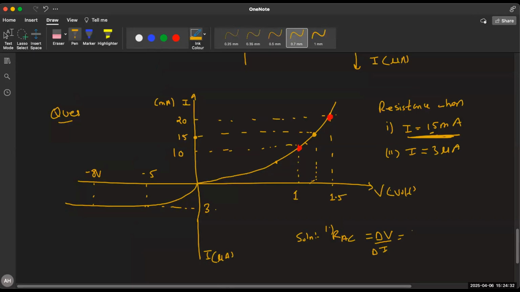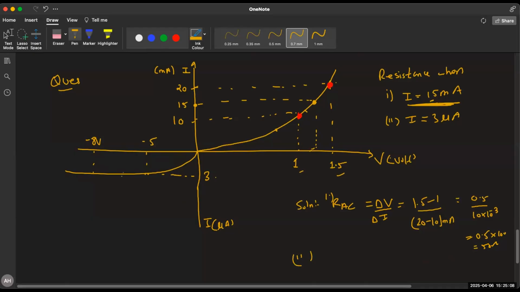So your change in voltage is final voltage minus initial voltage, which is 1.5 minus 1. Your change in current is final current minus initial current, 20 minus 10 milliampere. So this is 0.5 by 10 milliampere, that is 10 into 10 raised to the power minus 3, which is 10 raised to the power minus 2. So it's 0.5 into 100. It comes out to be 50 ohm.